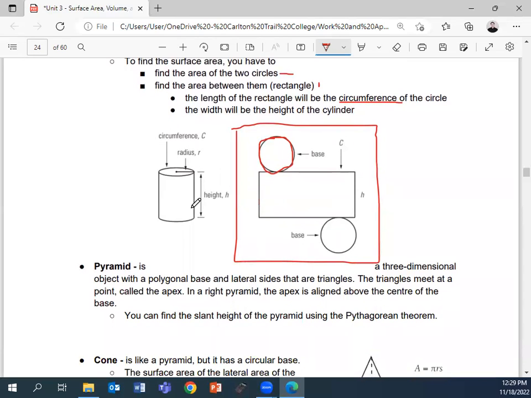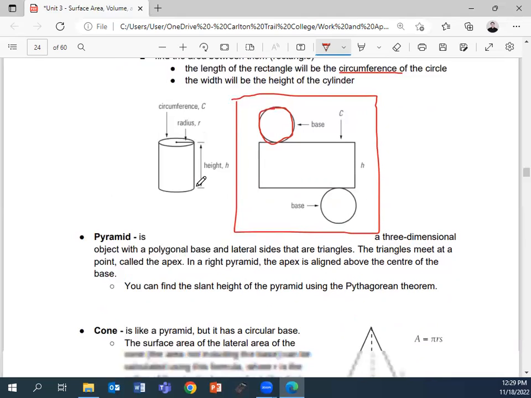So just looking at these graphs here, right? Now we have a couple new letters. There's C, which is circumference. That's the thing that's all around. We know what the radius is. And then, of course, we have the height here. So we'll be able to find that out.